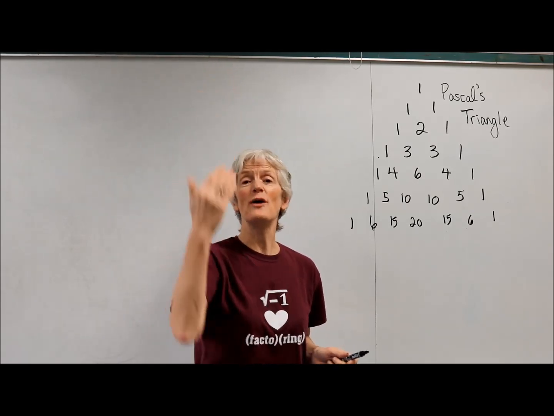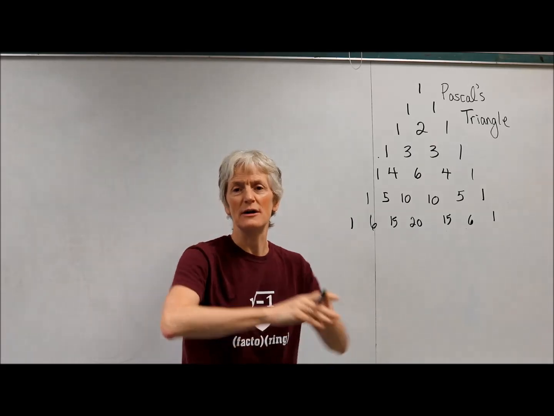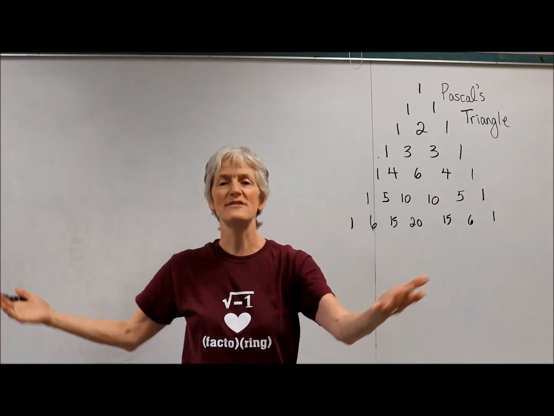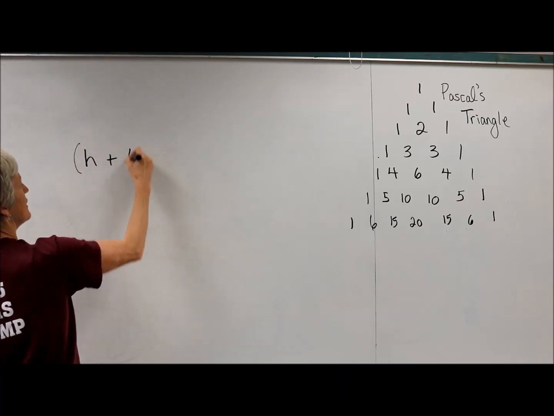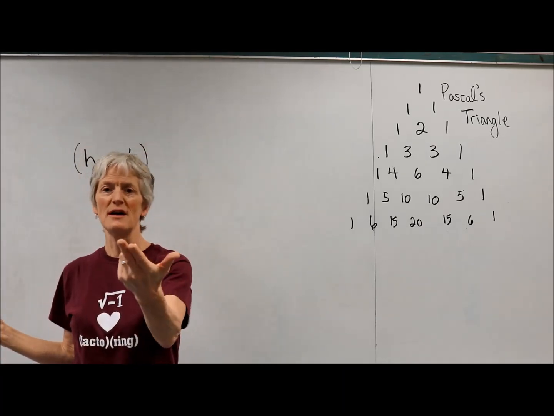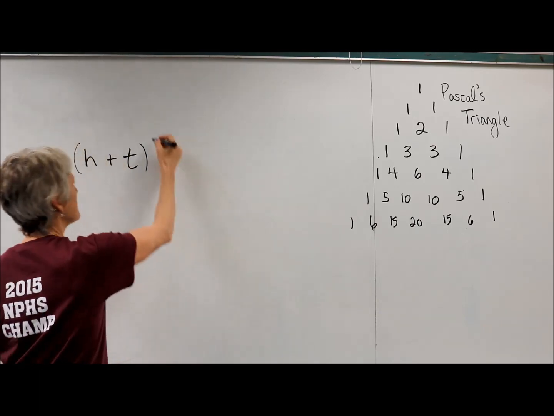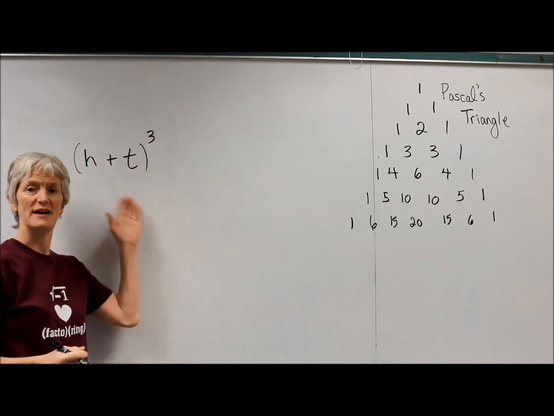If I flip a coin once, what are my 2 possible outcomes? Heads or tails. Right. Okay, so here we go. Let's say I flip a coin 3 times. So I'm going to say heads or tails to the third.